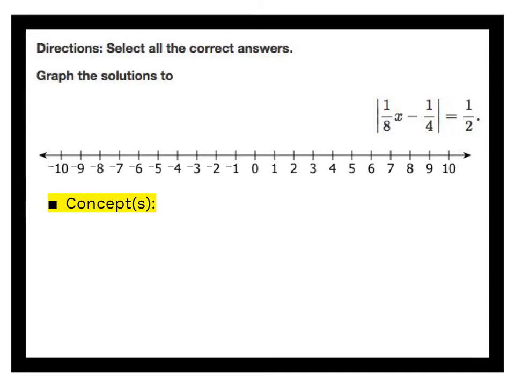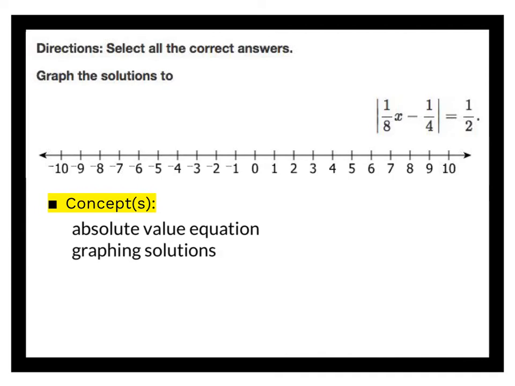Okay, so this next one says select all the correct answers, and it has an absolute value equation. And this question involves us clicking on a number line. It doesn't tell us how many correct answers there are. It doesn't give us any indication how to find them. It just tells us to click them on the number line. So an absolute value equation is the first concept we're looking at here. Graphing on the number line is the second.